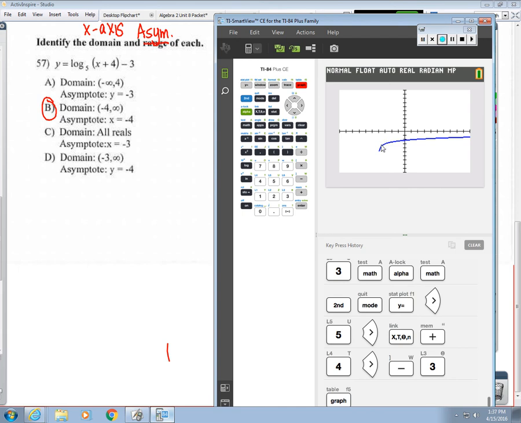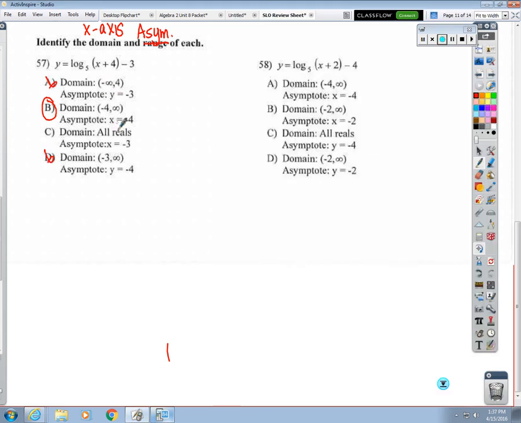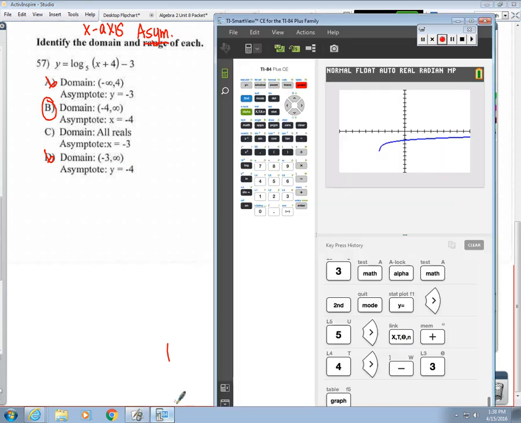But can't you see that it comes in and makes a sharp turn right there at -4? That's because there's an asymptote. What kind of asymptote is it? Vertical, right? And vertical asymptotes cross the x-axis. That's why it says x equals -4. So if you remember that logarithms have vertical asymptotes, you can mark out A and D right away because they both say y equals, and y equals is a horizontal asymptote. Does that make sense? Or once you look at the picture, I can kind of see this is a vertical asymptote. So it should start with x equals, not y equals.